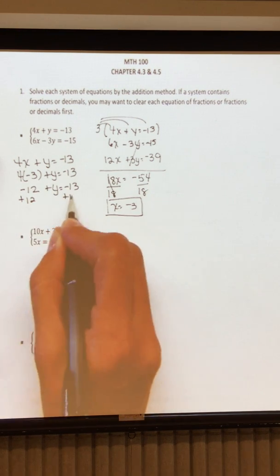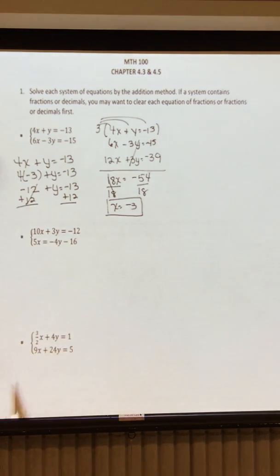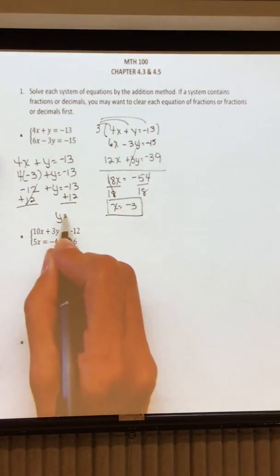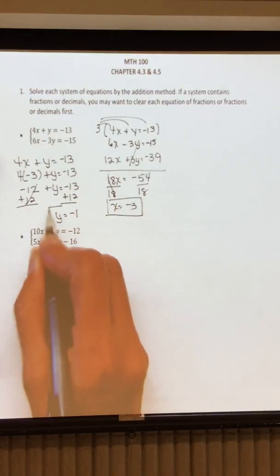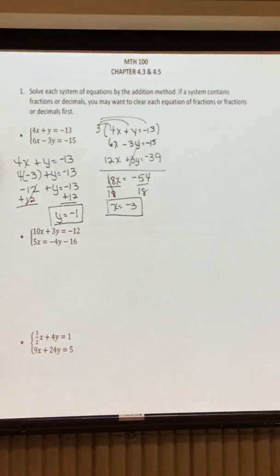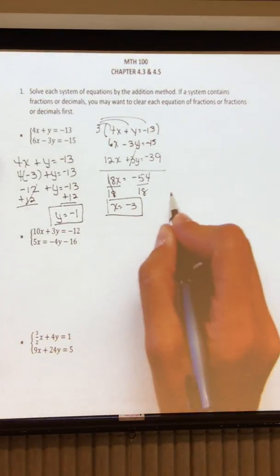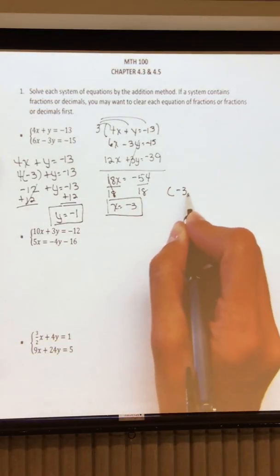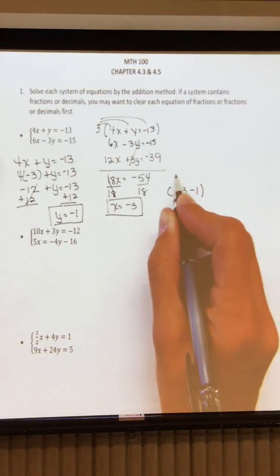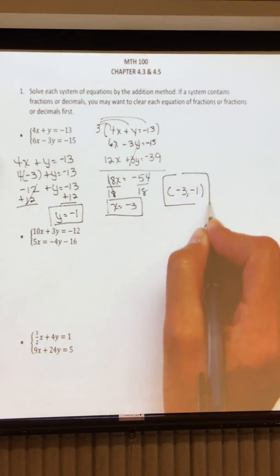Combining like terms, we add 12 to both sides. So we have y is equal to negative 1. So our solution is negative 3, negative 1, and that is the point of intersection.